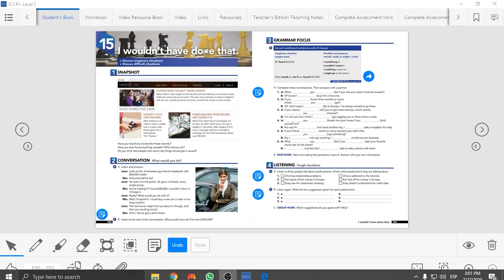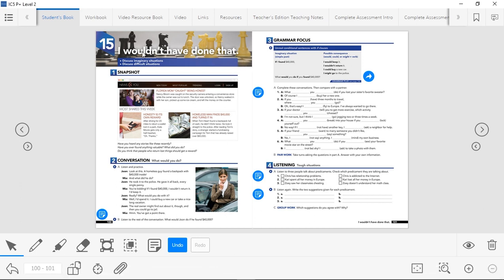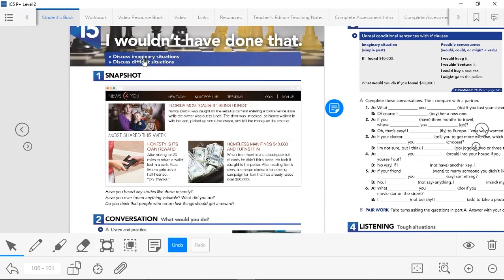with the book. Okay, so we have unit 15. I wouldn't have done that. Interesting phrase. In this unit, we will be discussing imaginary situations. We're going to discuss difficult situations as well, but that's going to be in the next video. But in this one, it's going to be imaginary situations.